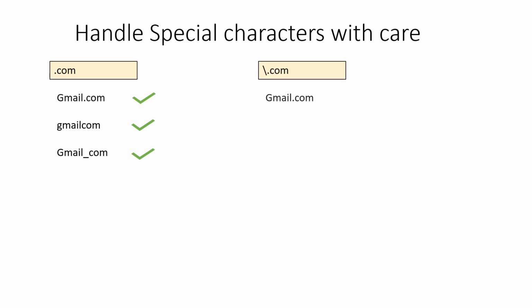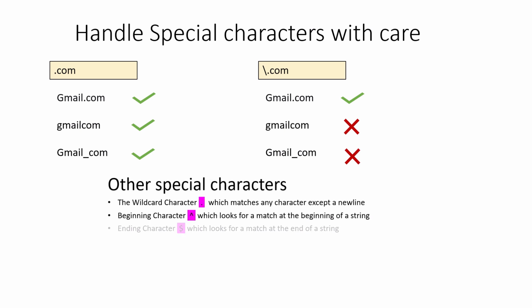So if you want this dot to behave like a literal character, you just have to put an escape character, that is the backslash, just before the dot. Now it behaves like a normal literal. So in this case, .com will be the only text which is matched and any other mentions of com will not be matched. These are some other special characters for your reference.